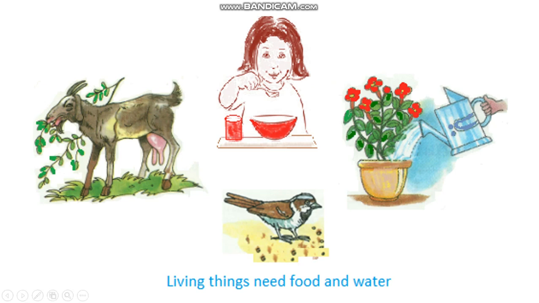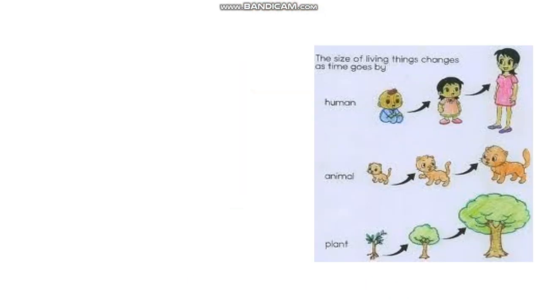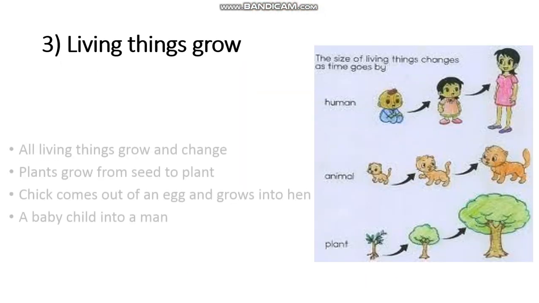Here the goat is having leaves, and the girl is having some meal, and the plant they are watering, and the sparrow is having its food. Next, we'll move to the next category.